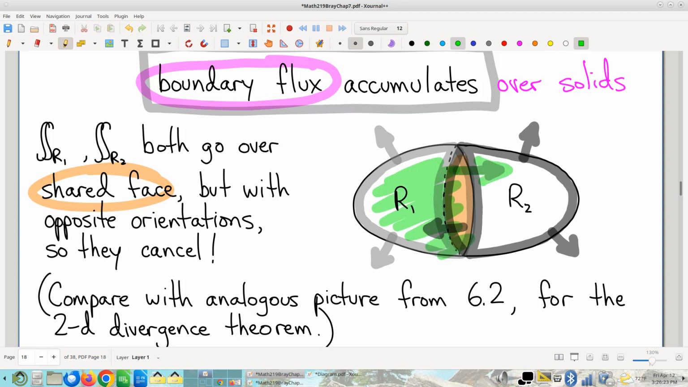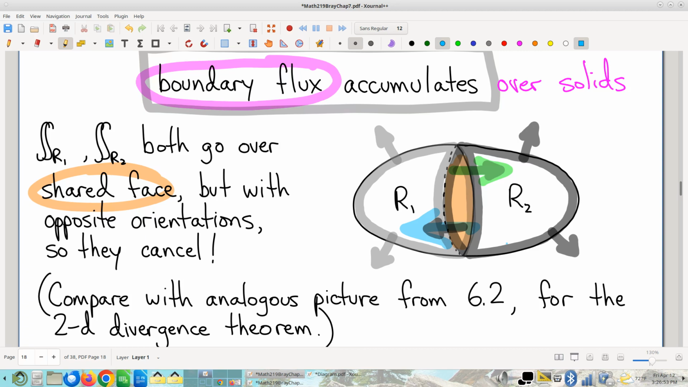As part of the boundary of R1, away from the solid is that direction to the right, right? But as part of the boundary of R2, away from the solid is that direction, namely what you'd call here to the left, right? So this shared face appears twice, but with opposite orientations, and so they cancel.